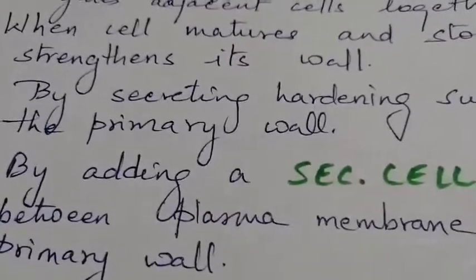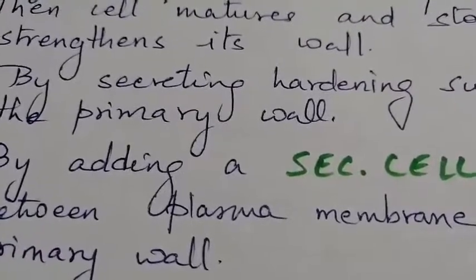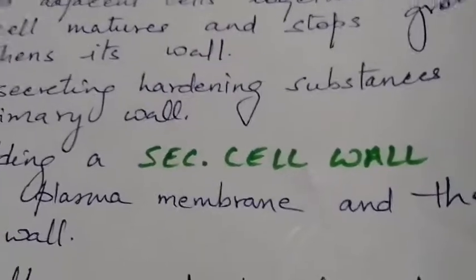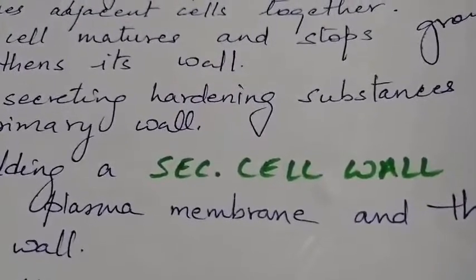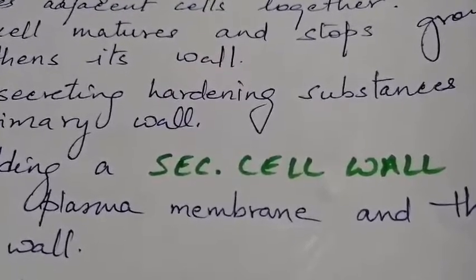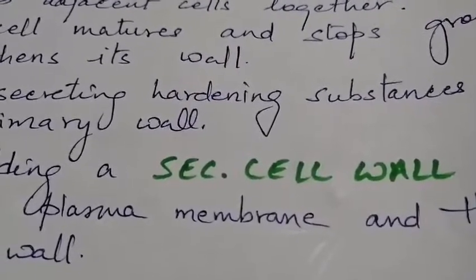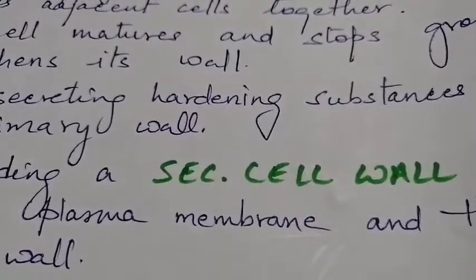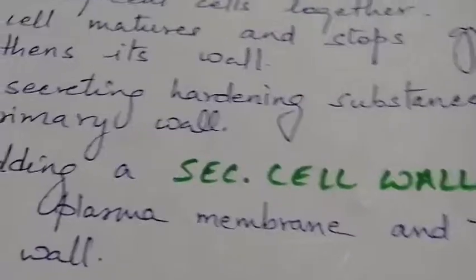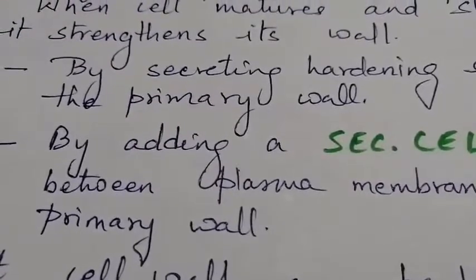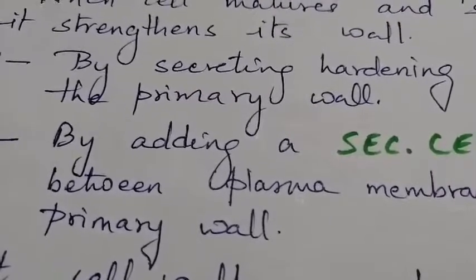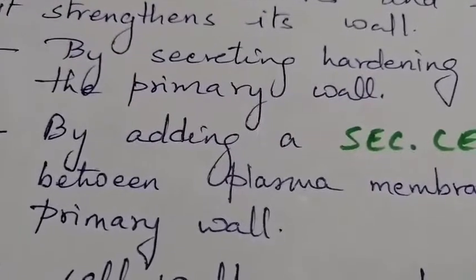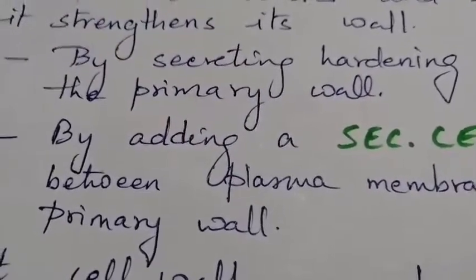The other way is adding a secondary cell wall, that is, inside your primary cell wall a new secondary cell wall is formed. And it is formed between what? Between your primary cell wall and plasma membrane. So the secondary cell wall is inner to your primary cell wall. So adding many layers of that secondary wall imparts what? Strength, durability, protection and support.